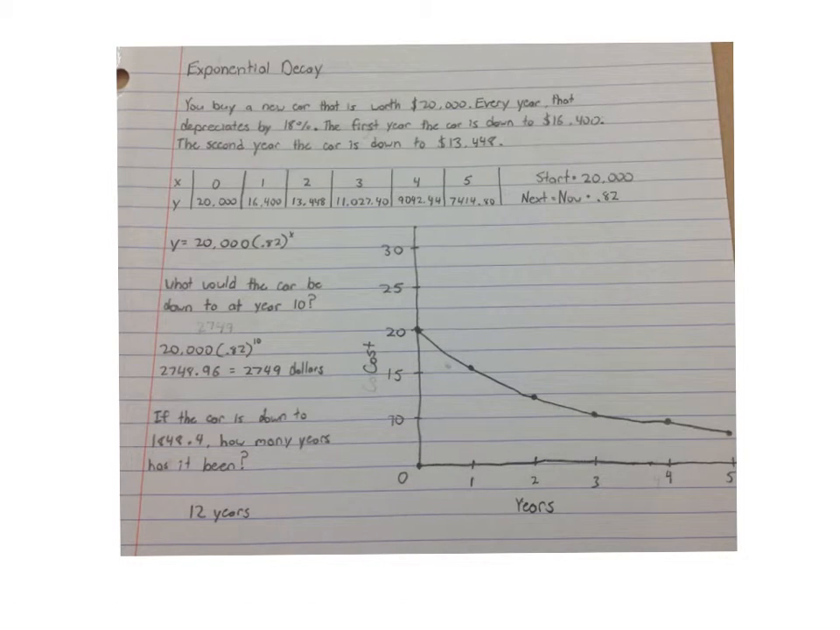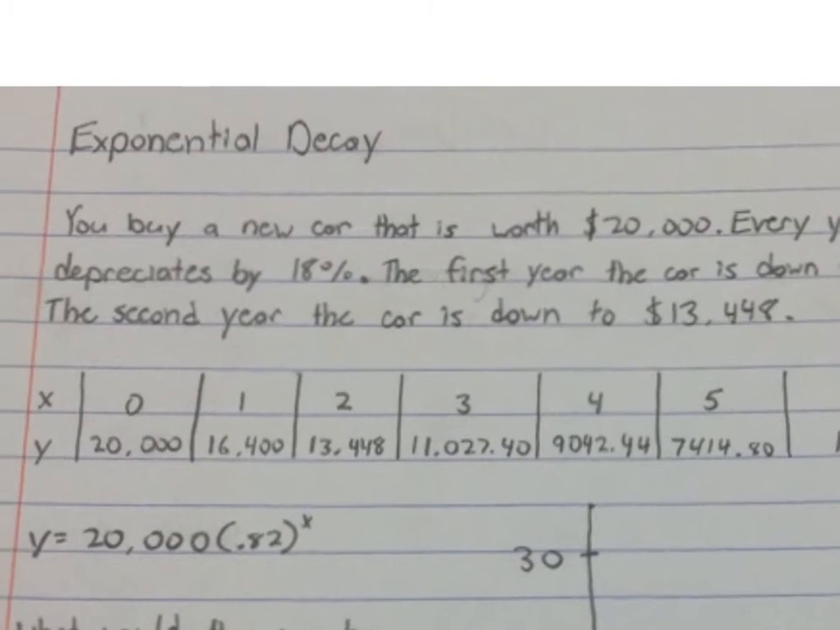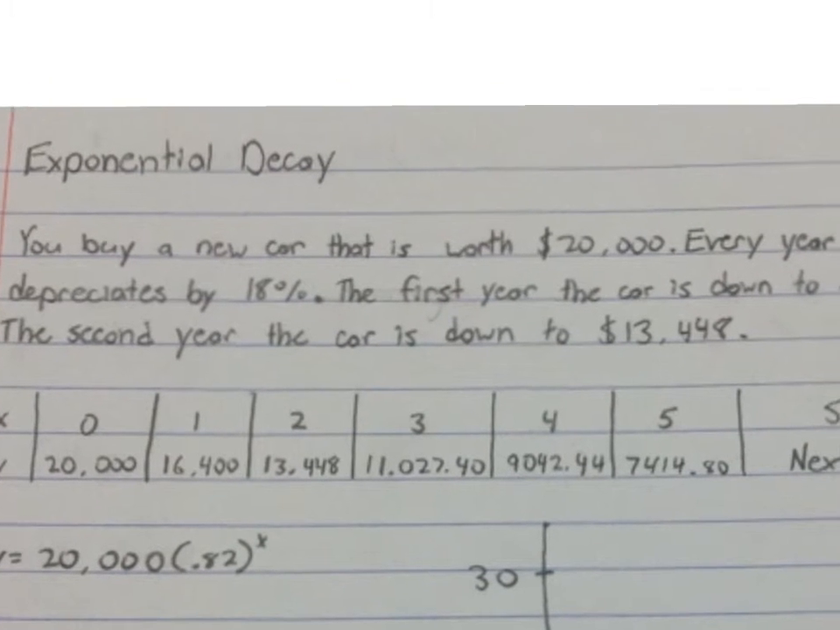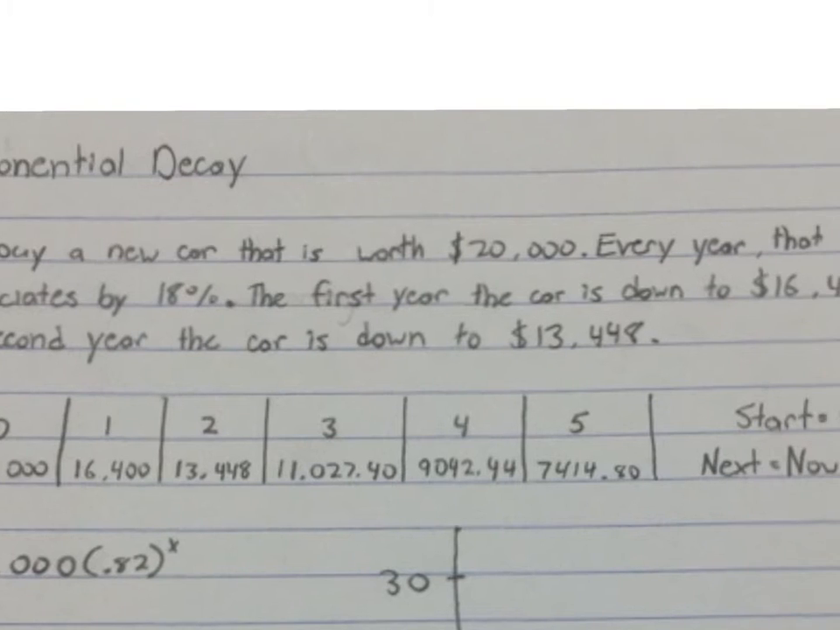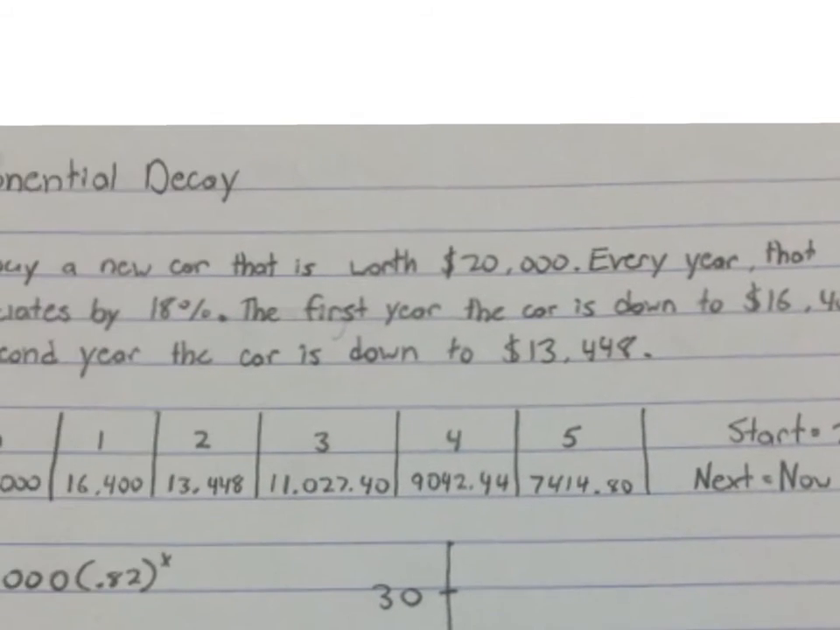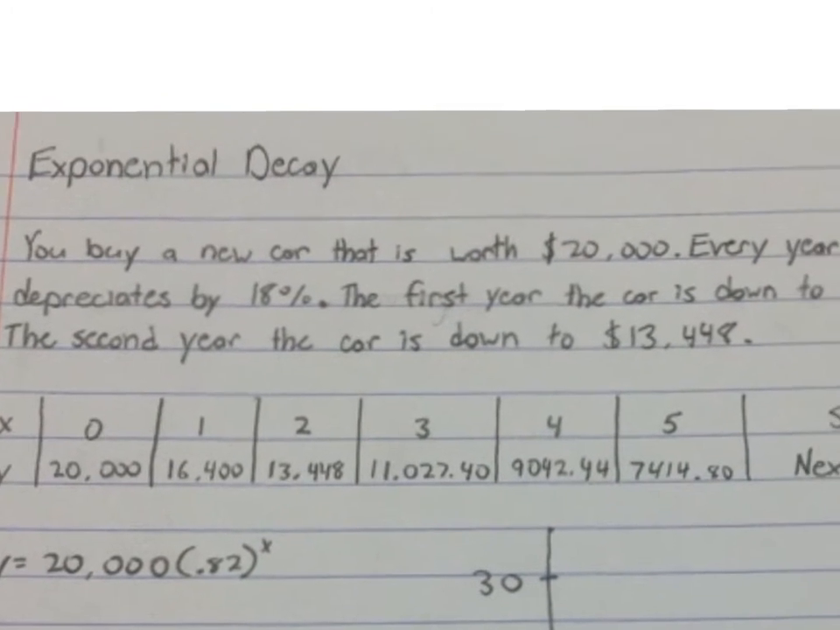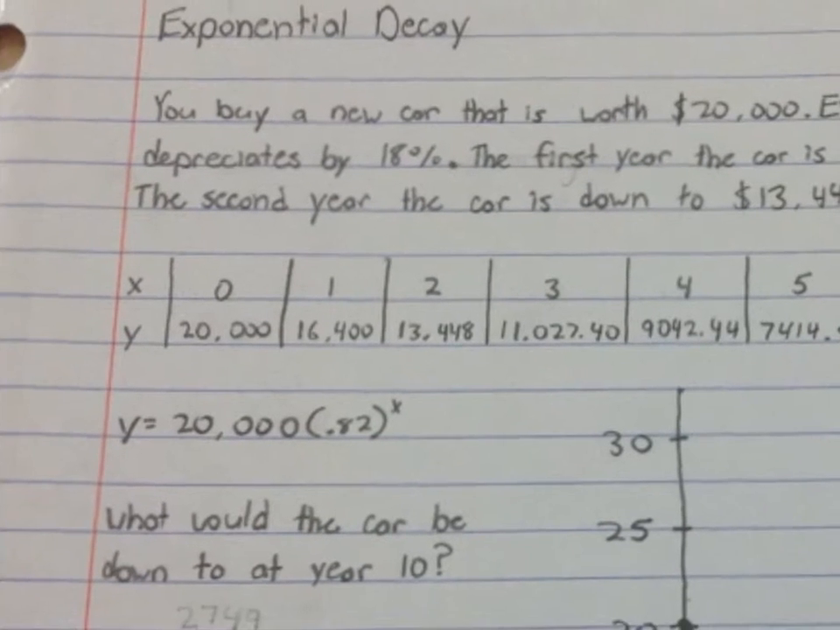This is my exponential decay problem. You buy a new car that is worth $20,000. Every year, that depreciates by 18%. The first year, the car is down to $16,400. The second year, the car is down to $13,448.